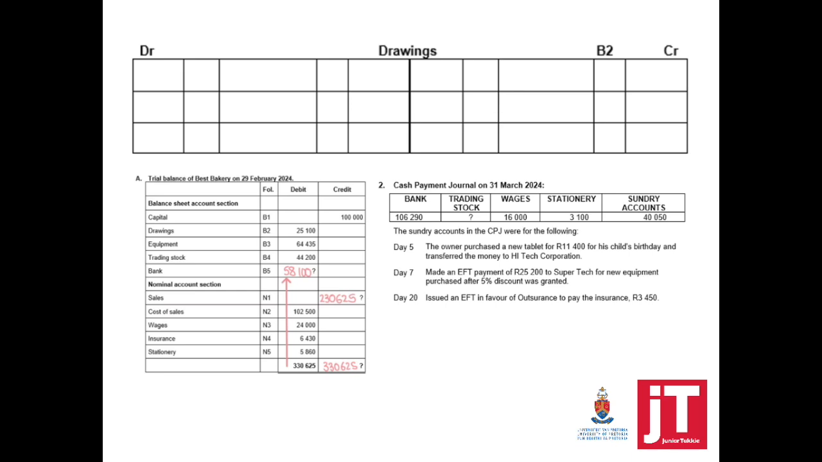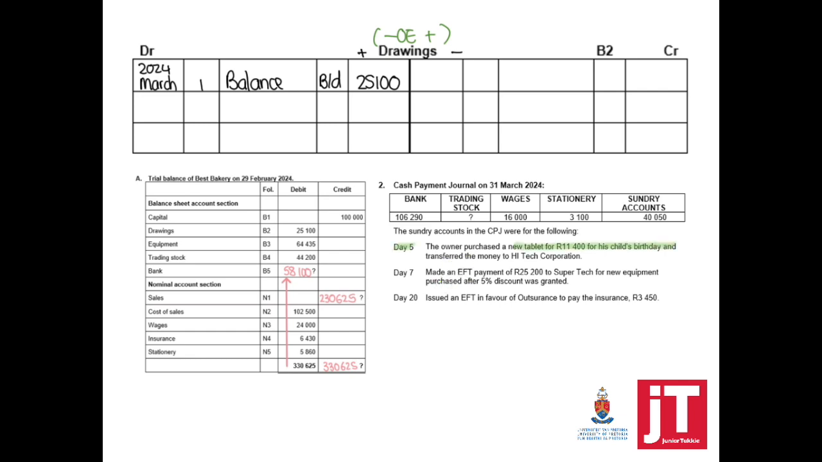Drawings is in the balance sheet account section because this is an owner's equity account. The balance brought down will appear on the first day of the month, which is the 1st of March, on the debit side. Same as it appears in the trial balance on the debit side. Now, from the cash payment journal, there's no drawings, but now we need to go and look at sundry accounts.